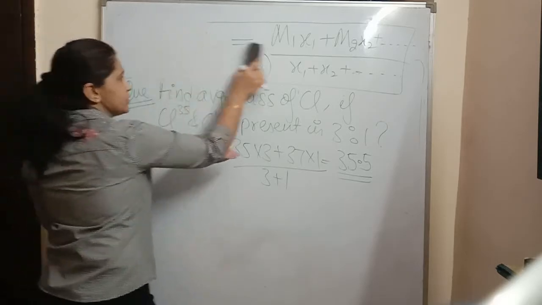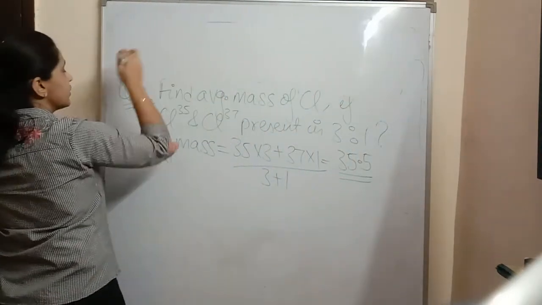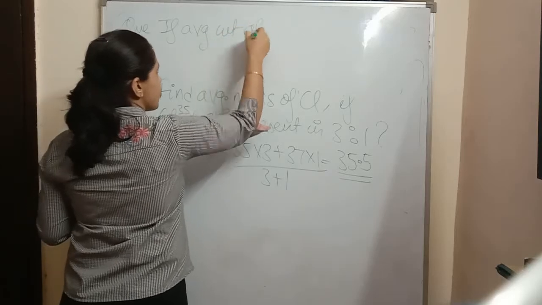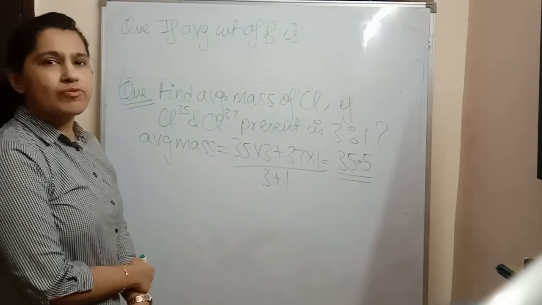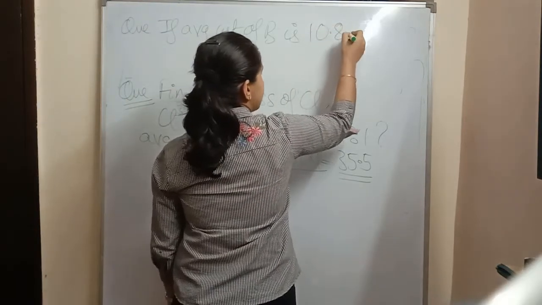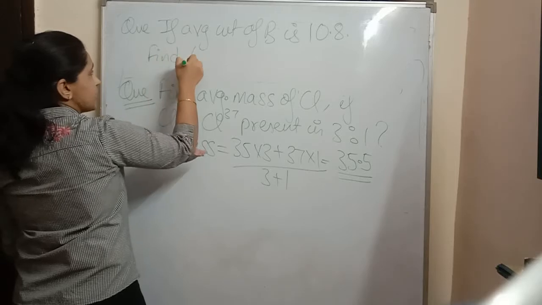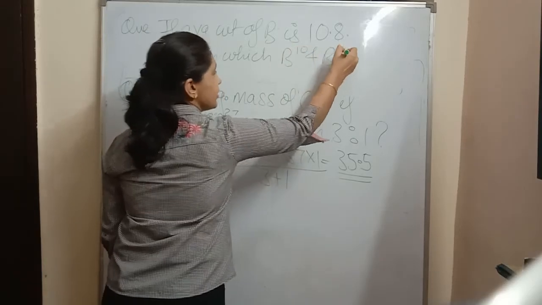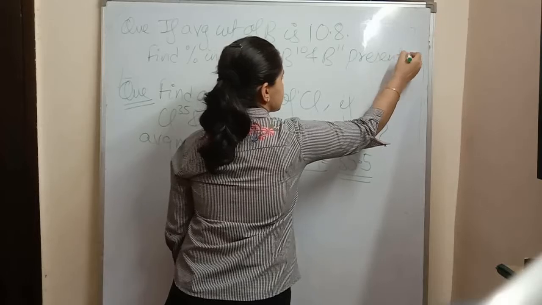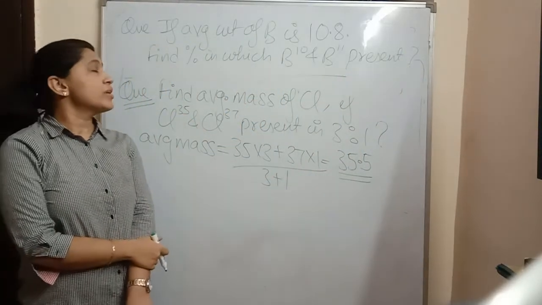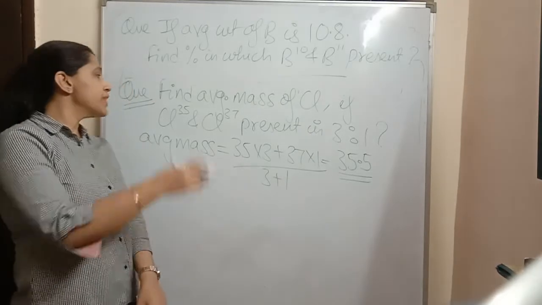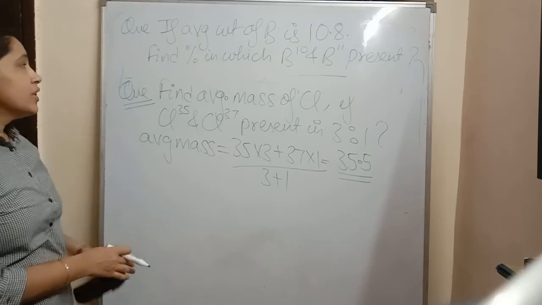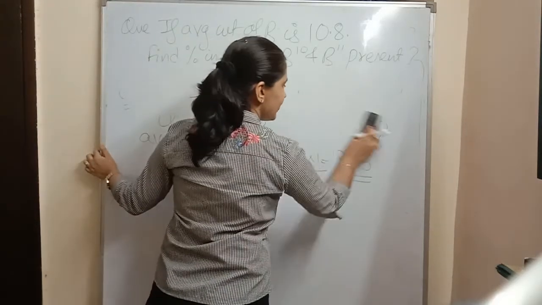If I give you another question: if the average weight of boron is 10.8, find the percentage in which B10 and B11 are present. Now it is reverse. Here the average is given, and what is asked? The percentage. Find the percentage in which boron 10 and boron 11 are present.